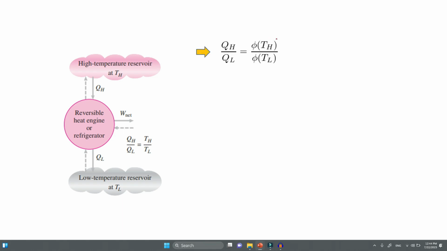And we have already discussed QH by QL is equal to phi of TH by phi of TL. So this can be simplified. The best choice is QH by QL is equal to TH by TL. This is how you find the relationship between heat and temperature.